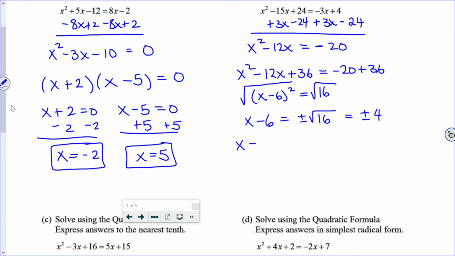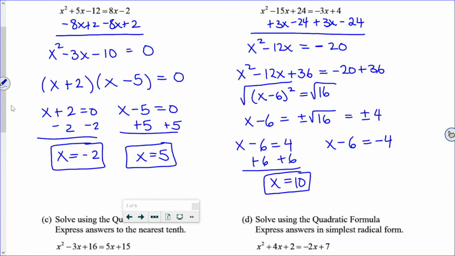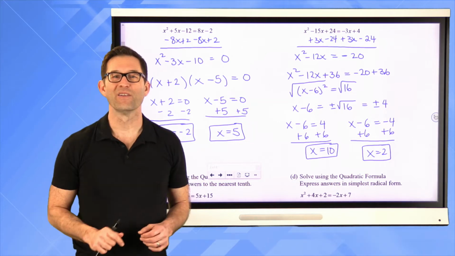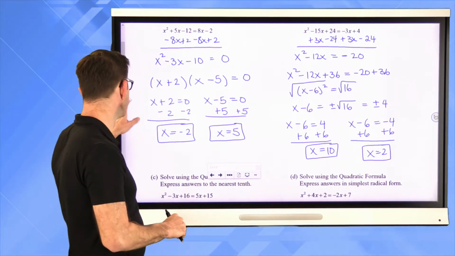So I'm going to have x minus 6 is equal to positive 4 and x minus 6 is equal to negative 4. I'll add a 6 to both sides and I'll get x is equal to 10. Add a 6 to both sides here, and I'll get x is equal to 2. All right, so 10 and 2. Simple enough.